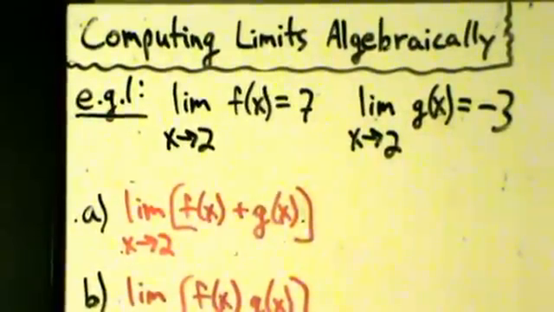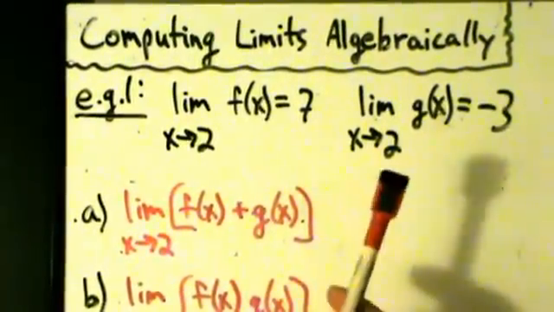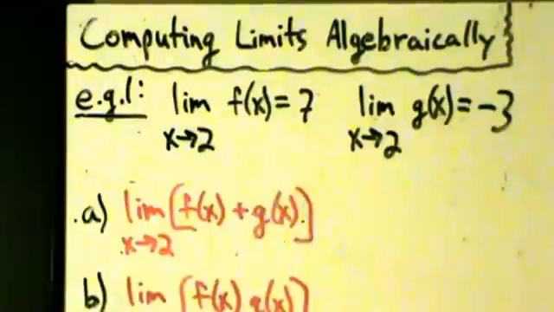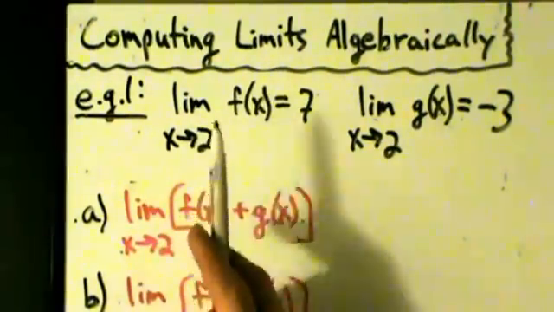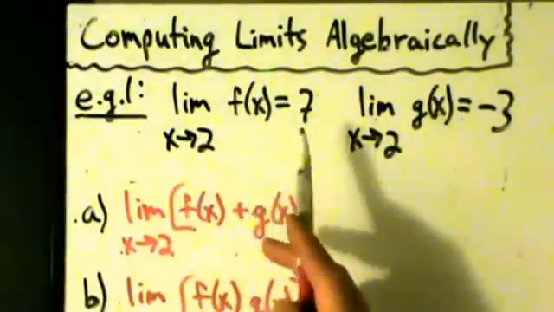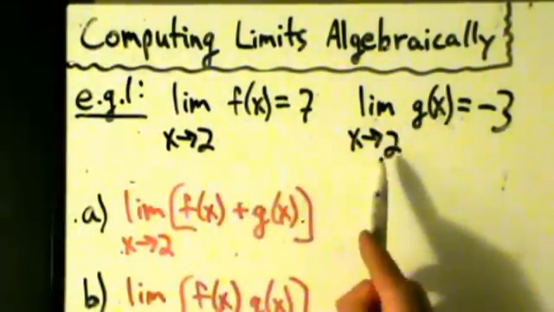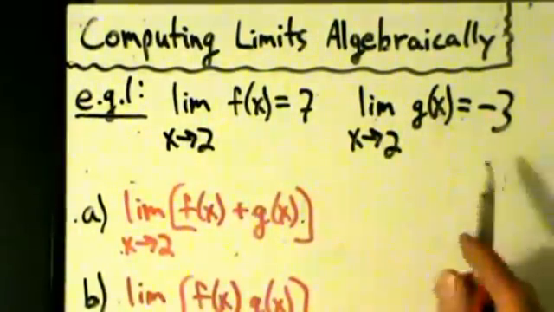Hey guys, so in this video we're going to talk about computing limits algebraically, and we're going to use some of the properties that we talked about in the last video. So we got a couple examples here, one more in the next video, but for now let's go ahead and do example 1. The limit as x goes to 2 of f of x equals 7, and the limit as x goes to 2 of g of x equals negative 3.